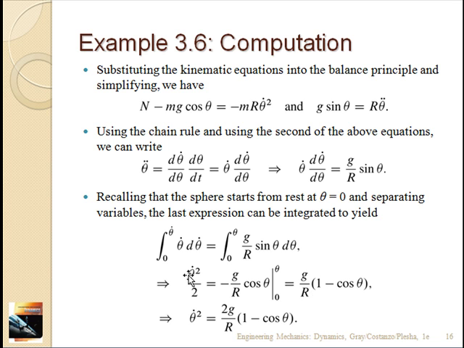So this gives you theta dot, the angular velocity, as a function of theta. If you want to know how the ball speeds up as it slides off the side of the cylinder, this equation gives you that. Okay, so theta dot squared is 2g over r times 1 minus cosine theta. So if you put in any angle, you can calculate angular velocity.